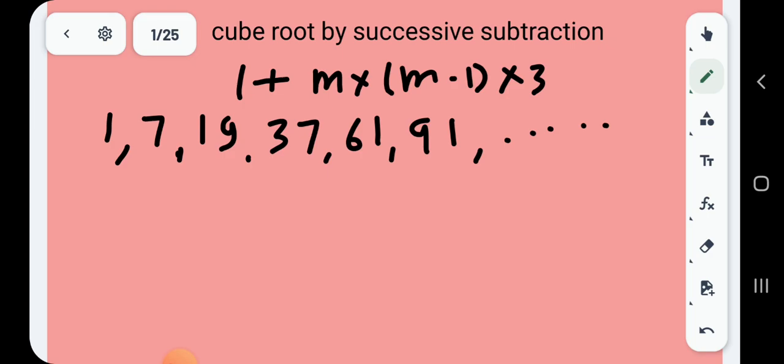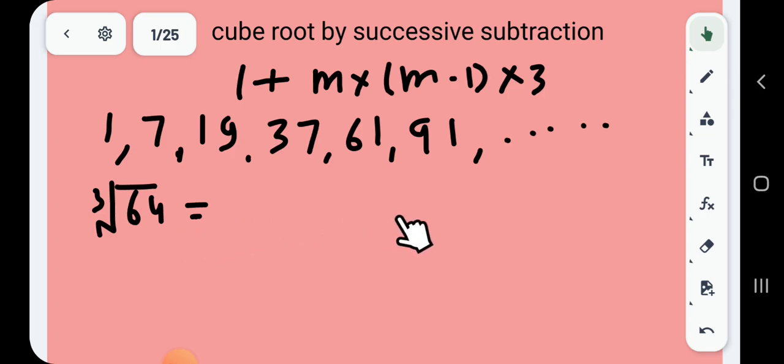Let me give you an example. Let's say I have to find the cube root of 64. So how to find it? You subtract these numbers. First you subtract 1 from it, then from the answer you subtract 7, then 19, then 37. You keep subtracting these numbers till you get 0.